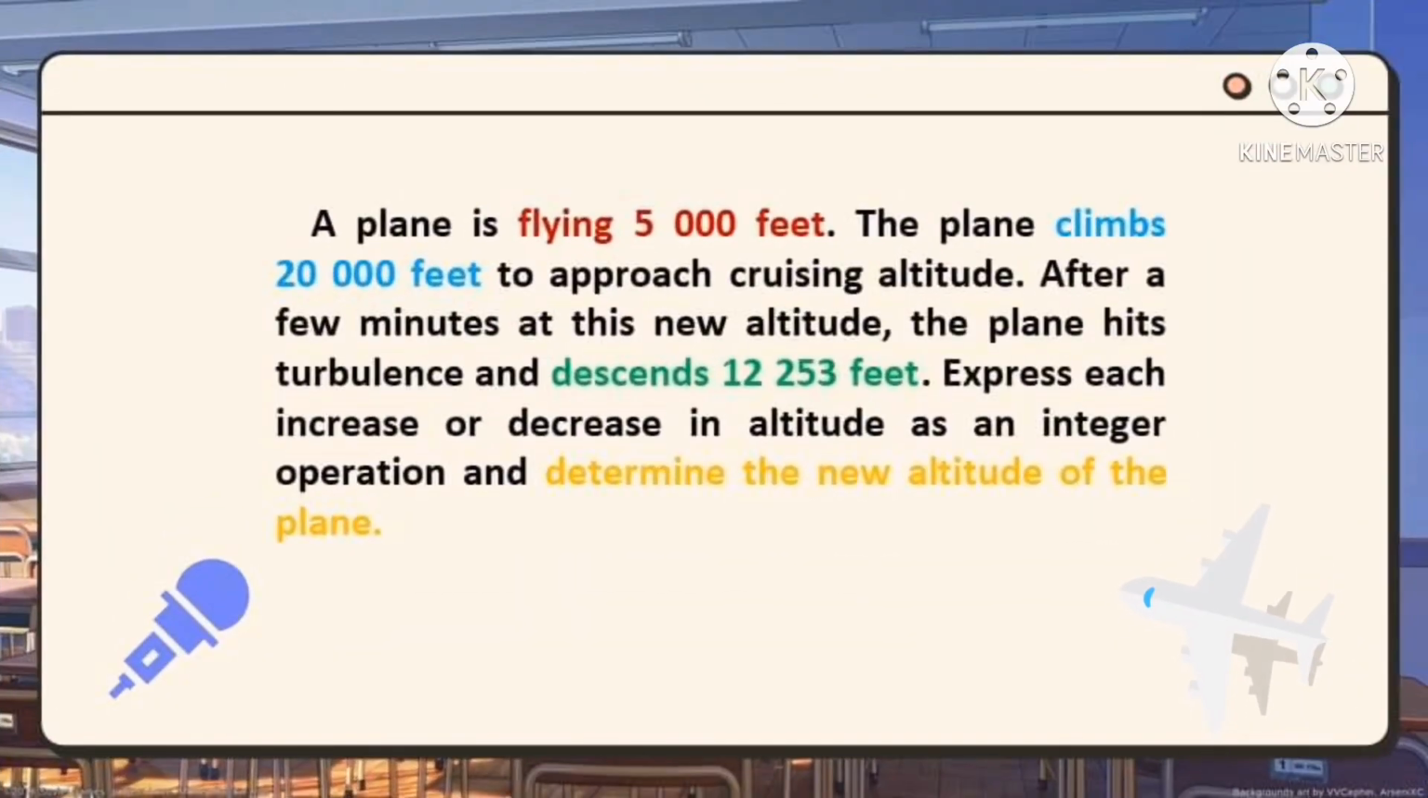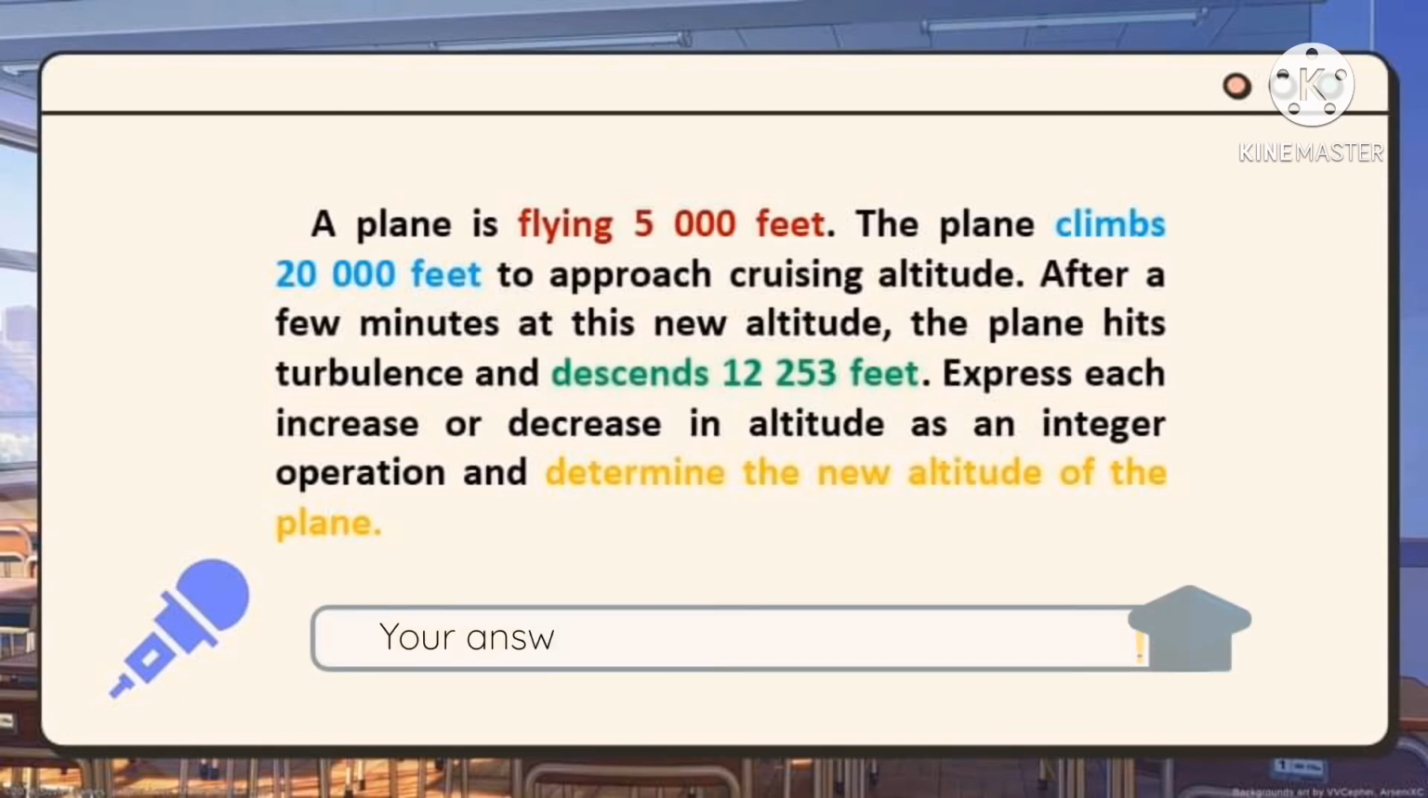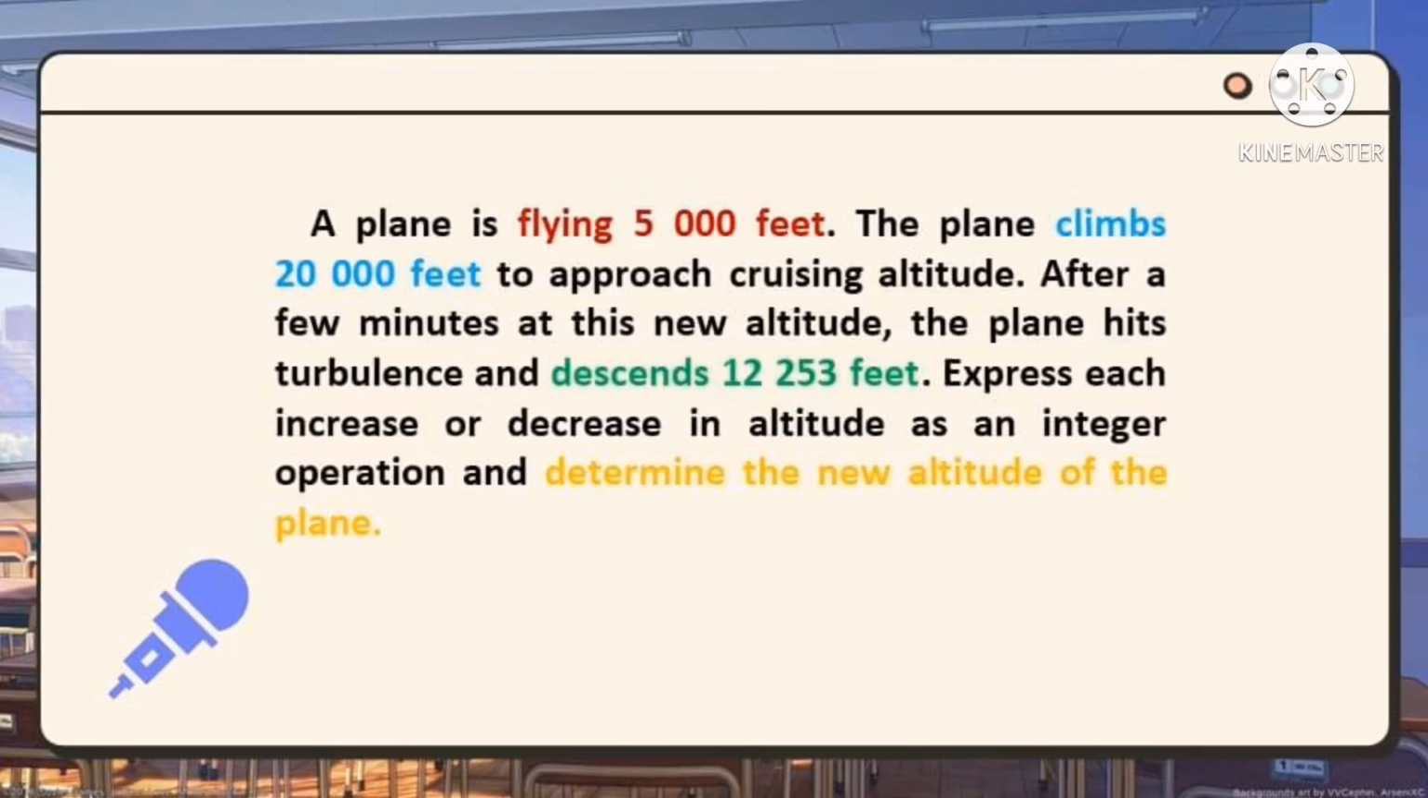A plane is flying at 5,000 feet. The plane climbs 20,000 feet to approach cruising altitude. After a few minutes at this new altitude, the plane hits turbulence and descends 12,253 feet. Express its increase or decrease in altitude as an integer operation and determine the new altitude of the plane. You may submit your output on our next distribution and retrieval of worksheets and activity sheets.